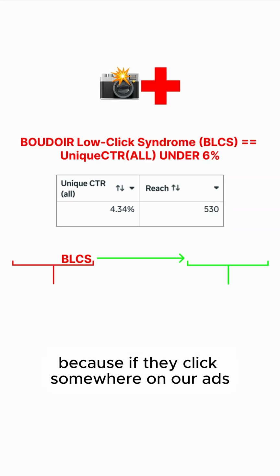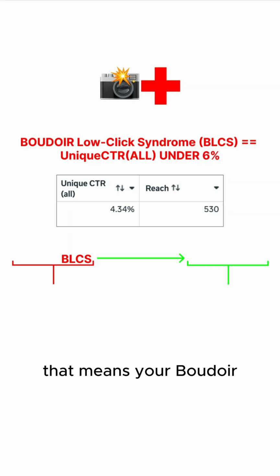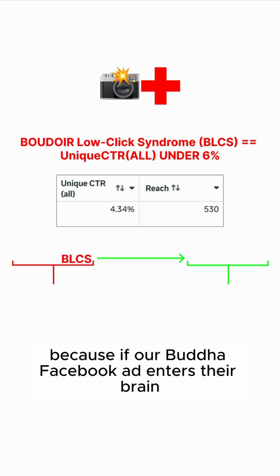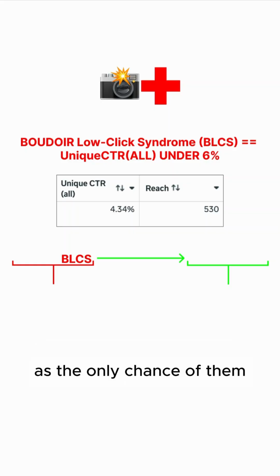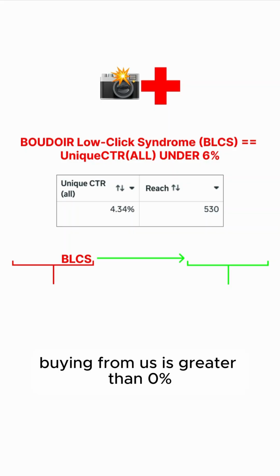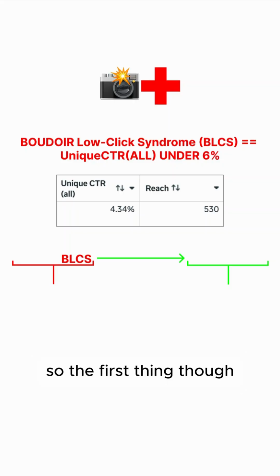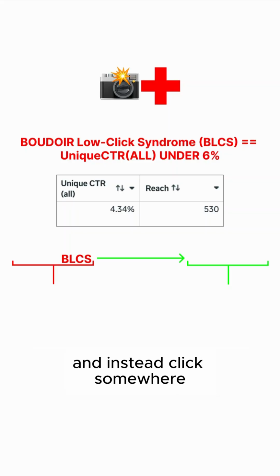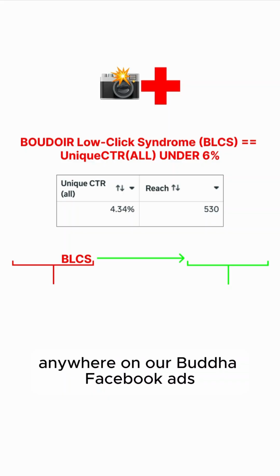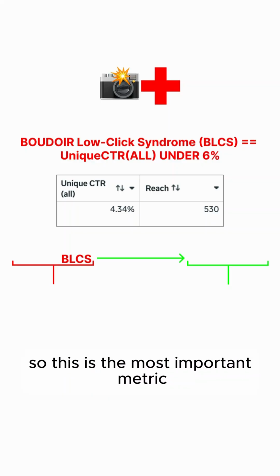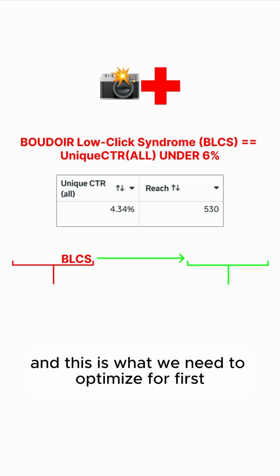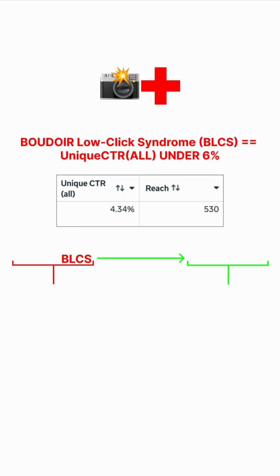And we care about this because if they click somewhere on our ads, that means your Boudoir Facebook ad has entered their brain. And if our ad enters their brain, that's the only chance of them buying from us being greater than 0%. So the first thing is we gotta get them to not scroll by and instead click somewhere, anywhere on our Boudoir Facebook ad. This is the most important metric that we look at first when advertising, and it's what we need to optimize for first. It's the highest leverage activity we can do for all of advertising.